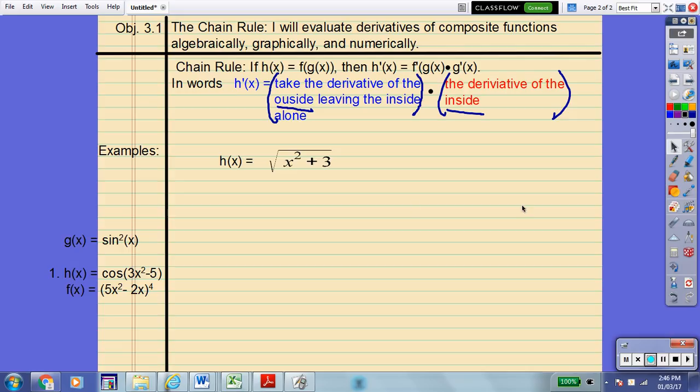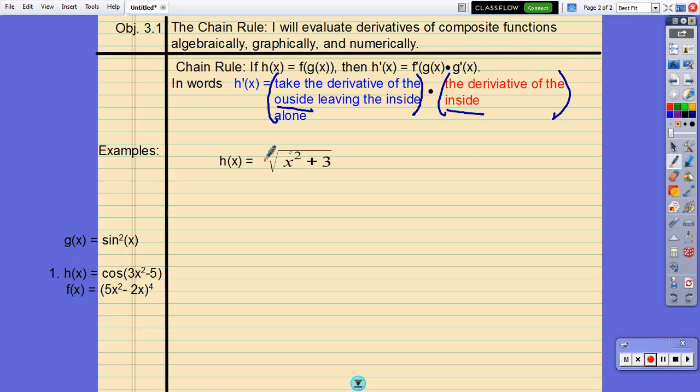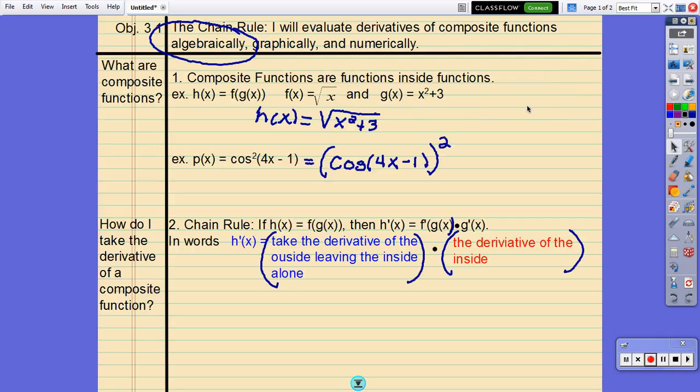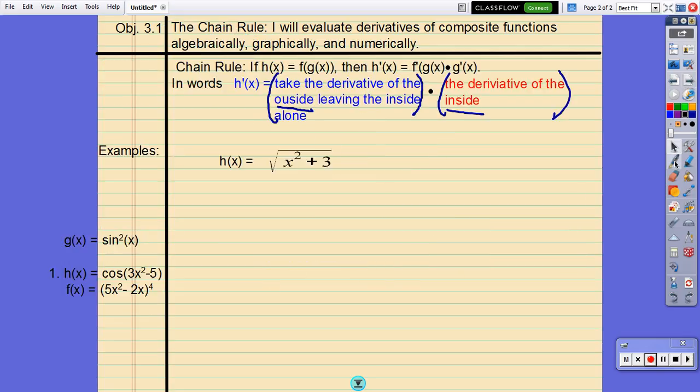Okay, so I've set up here another example, this time with a square root. Again, if you identify, we have a function, x squared plus 3, inside of another function, which is the square root of x. And this is actually that first function we saw when I introduced composite functions. And so we're going to go ahead and take the derivative. Again, the outside being the square root, the inside being the x squared plus 3. So we're going to follow the rule.